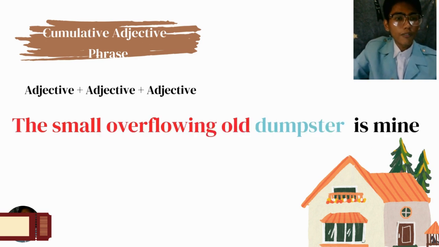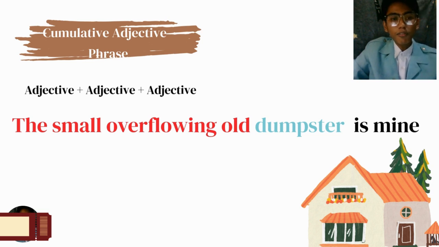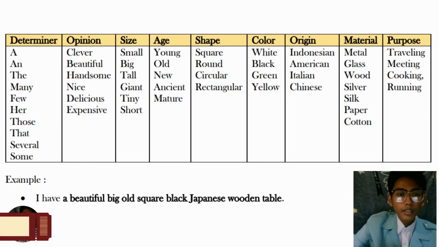And the last example of adjective phrase is cumulative. Have you learned about SASCOM before, the adjective order? You might have learned that when learning about noun phrase. It is the same, but the head is the adjective. As you can see in the structure, adjective plus adjective plus adjective. Like the small, overflowing old dumpster. This is the order: determiner, opinion, size, age, shape, color, origin, material, and purpose.